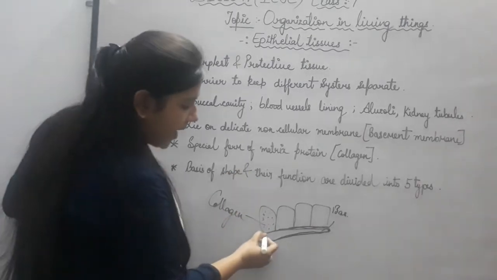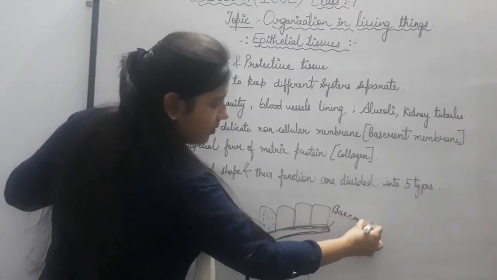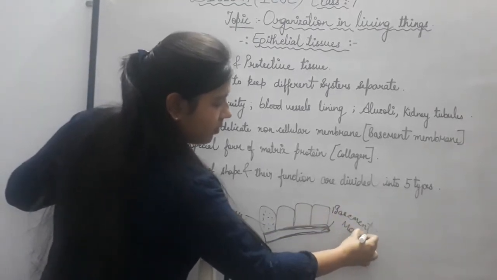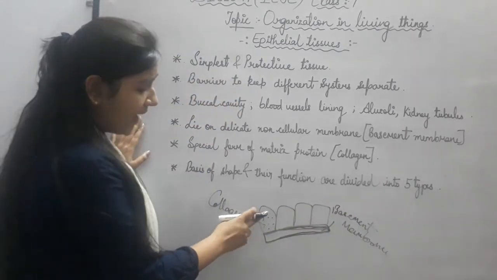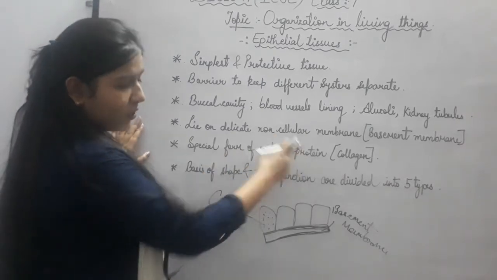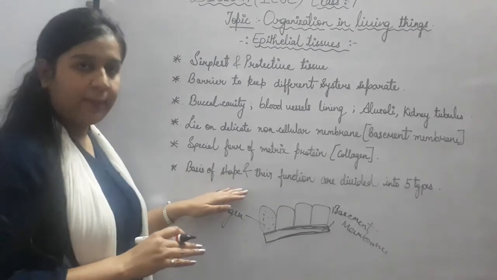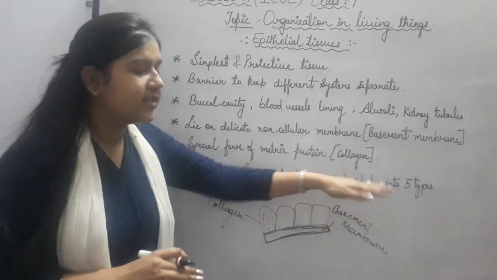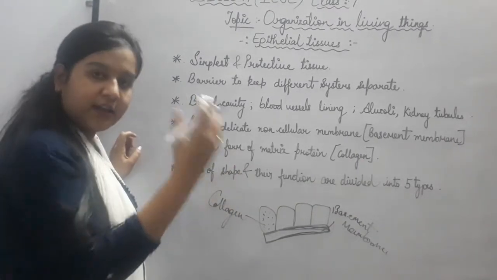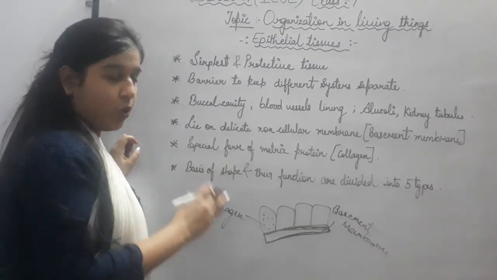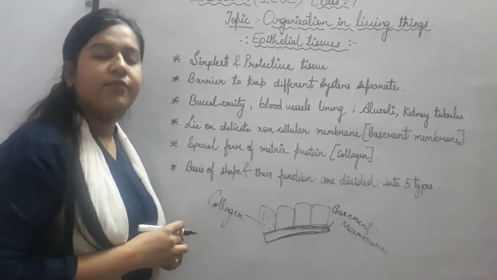Understood? The membrane on which these epithelial tissues are present is known as the basement membrane. And the tissue inside which a large protein matrix is present is known as collagen. Now, on the basis of shape and function, they are divided into five types. Their shapes are different and their functions are different. So on the basis of their shape and function, these epithelial tissues are of five types.